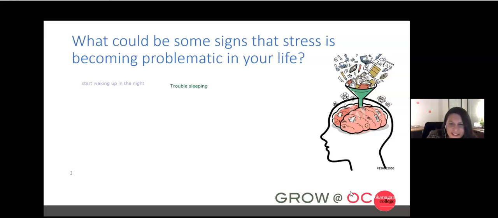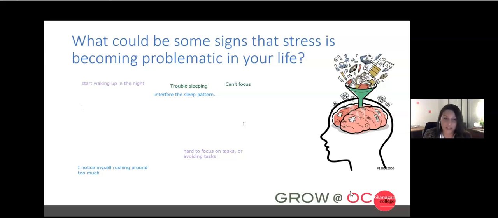Sorry, my vision is so poor. Yes, start waking up at night, right? So sleep disturbance, absolutely. Trouble sleeping, there's another one, yes. Another sleeping, so that inability to get a solid night's sleep. I notice myself running around too much. Absolutely, I can relate to that one. Hard to focus on tasks or avoiding tasks, absolutely. Can't focus, absolutely. I can't read that one.